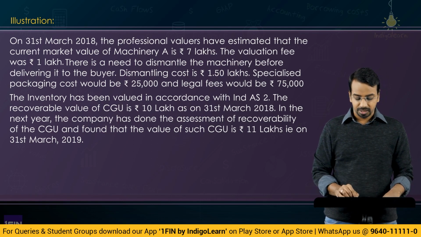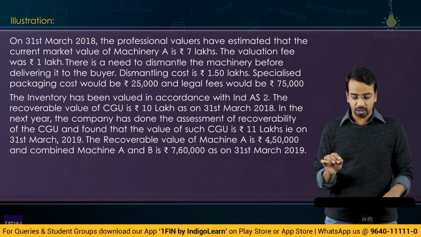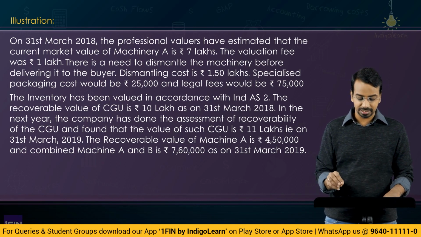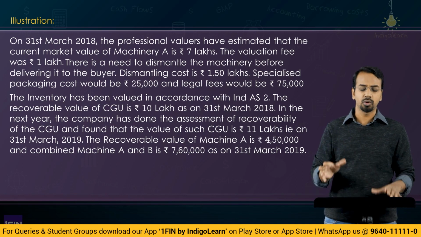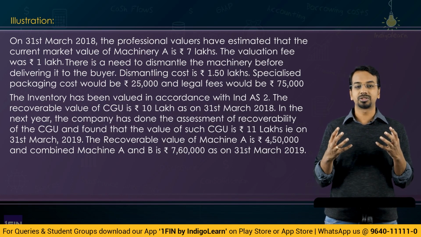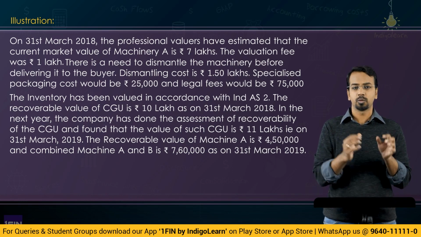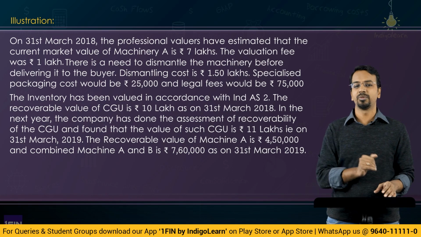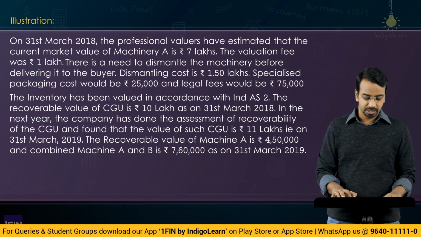The recoverable value of machine A is 4,50,000 and combined of machine A and B is 7,60,000 on 31st of March of 19. So, we have multiple dates and multiple information. Don't get strained by so much information given. Once we start putting these relevant information onto the workings, it will be very easy for us to solve.